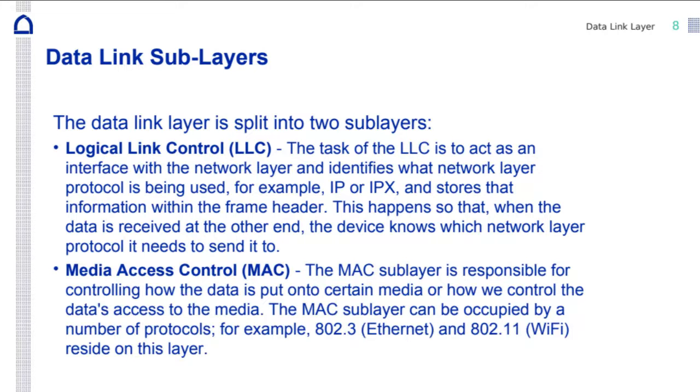So please remember these numbers. 802.3, this is for Ethernet. And 802.11, this is for Wi-Fi. We have other numbers for WiMAX and others. Okay.